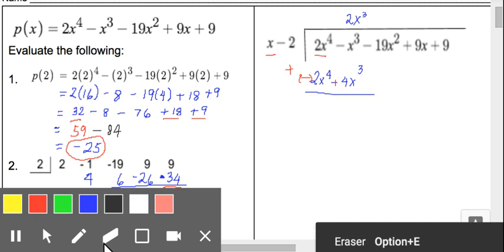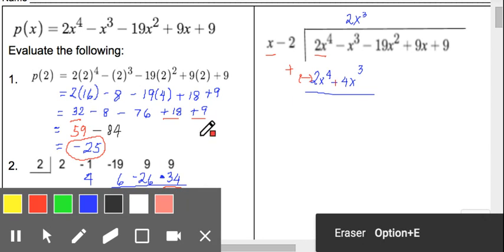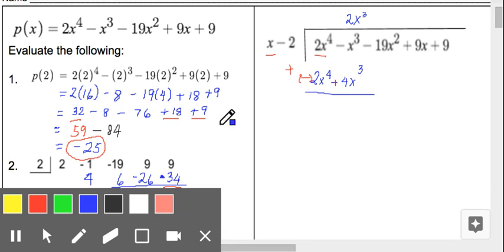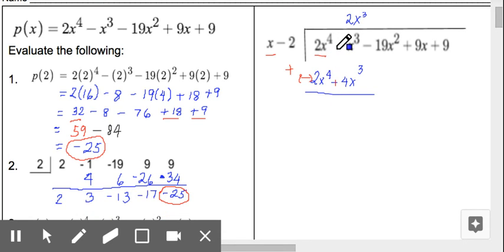So now we're going to add. So add 2x to the 4th plus negative 2x to the 4th, we get 0. When we add two opposites, we get 0. Now here, negative x cubed plus 4x cubed gives us 3x cubed, because this is like 4x cubed minus 1x cubed. After adding the opposite, we bring down the negative 19x squared.